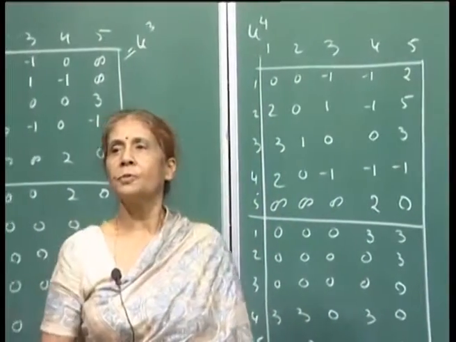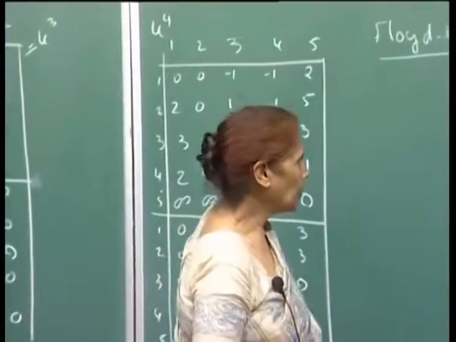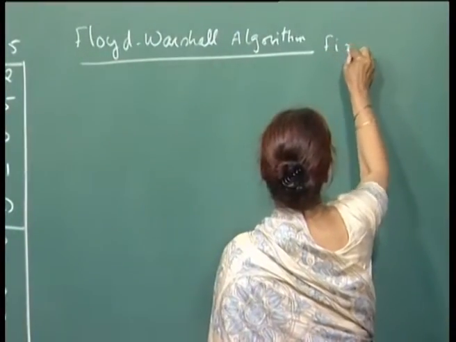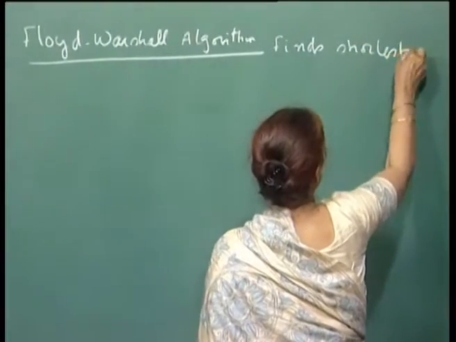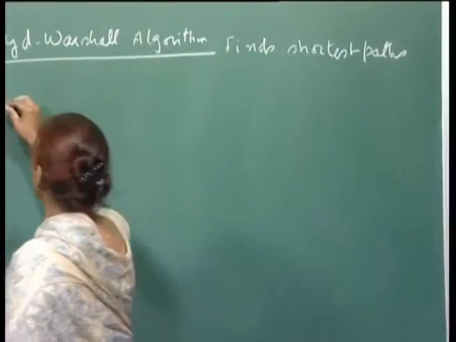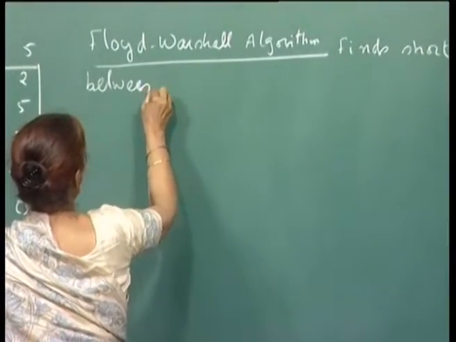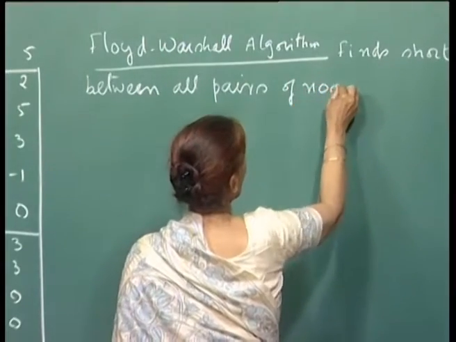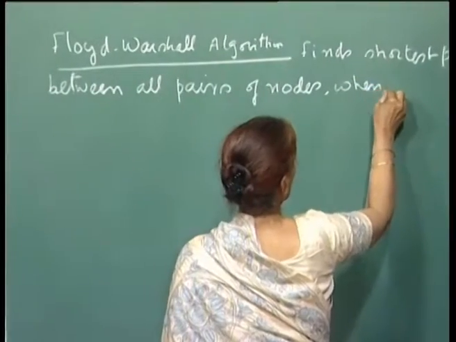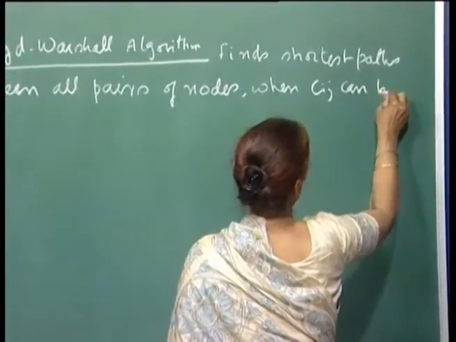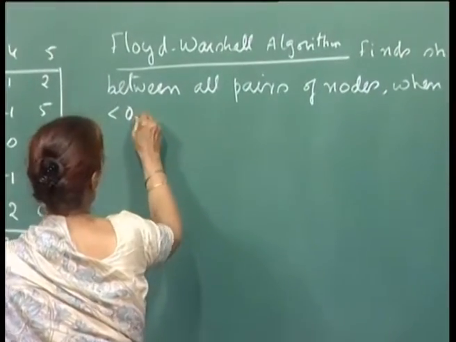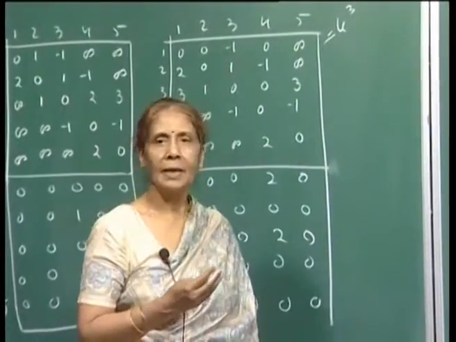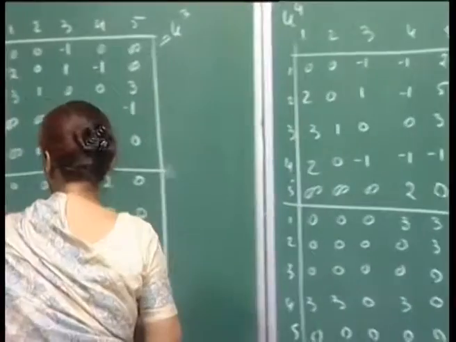So, let me now consider another shortest path algorithm where the Cij are allowed to be negative, because in Dijkstra's algorithm we saw that the validity of the proof depended on the fact that the Cijs were non-negative, right. So, the Floyd-Warshall algorithm in fact finds the shortest paths between all pairs of nodes, not just one pair, when Cijs can be less than 0, right. But then again when you have negative Cijs, it is possible that you may have negative cycles in the network, right.